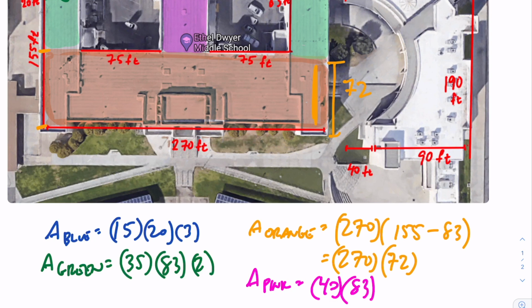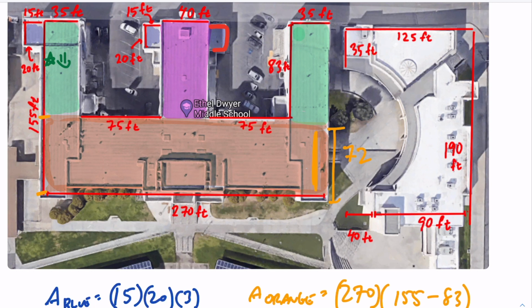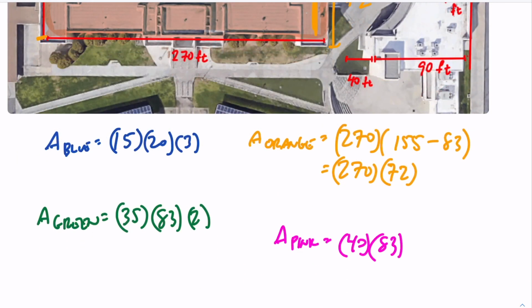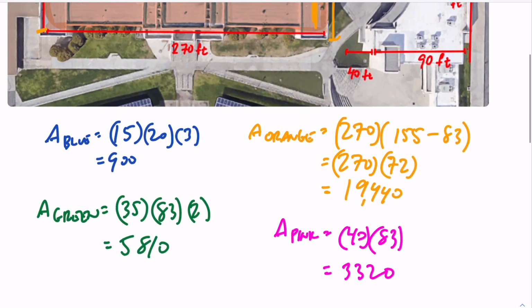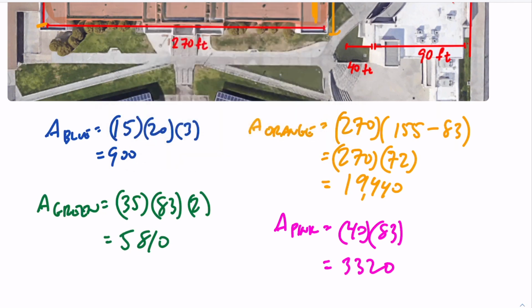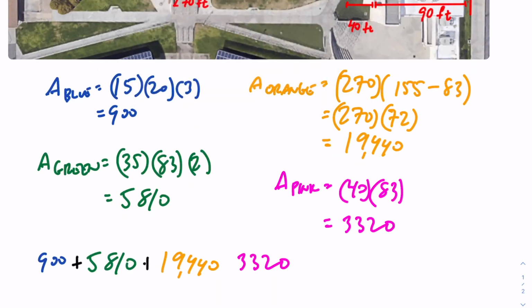Okay, so I don't think I'm missing anything. I have my 3 blue areas, the 2 green spots, the really big orange space where admin is, and then the pink, which is the theater. Okay, so now it's time to add all of these up. Okay, so now I'm just going to multiply everything out. Okay, so now that I've multiplied all of those out, now it's just a matter of adding all of them up. So, okay, so I copied all those to show that I'm adding them up.